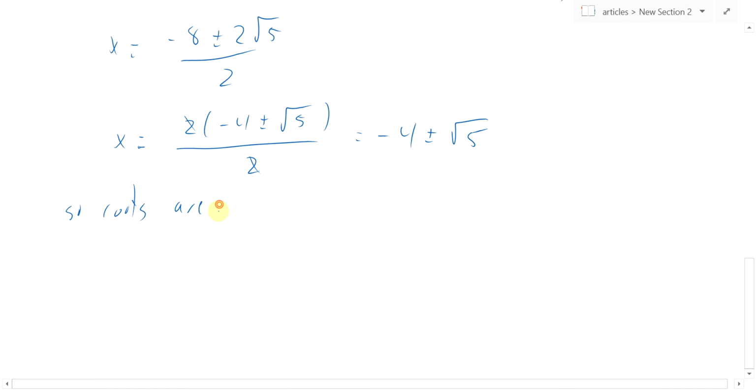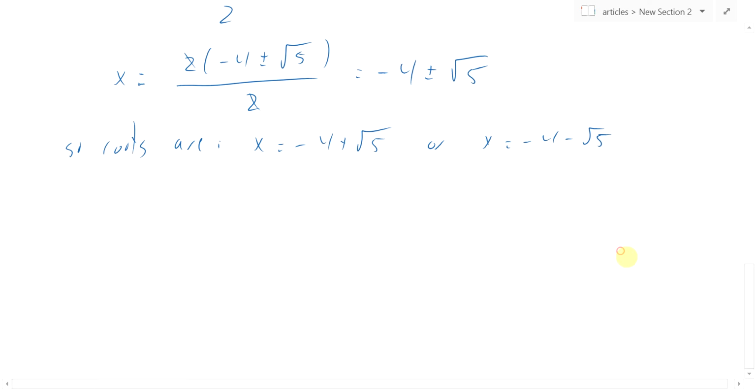So my roots are x equals minus 4 plus square root of 5, or x equals minus 4 minus square root of 5. Those are my two possible roots. What are my factors?